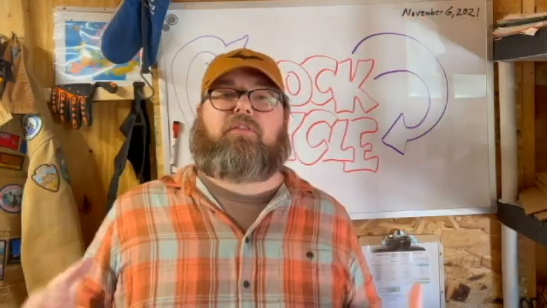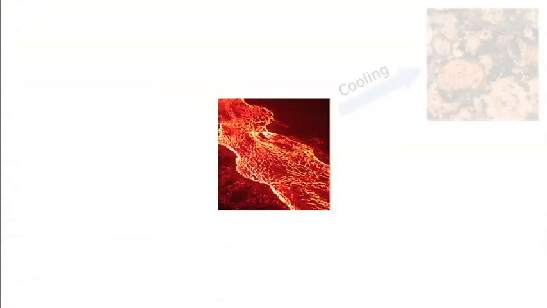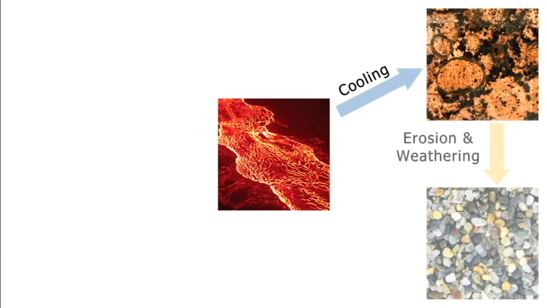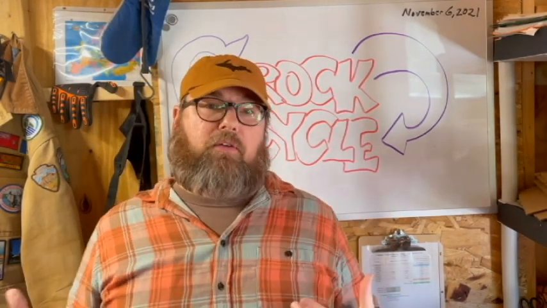So now our igneous rock is either already at the surface or has been exposed to the surface, and it starts weathering. Erosion takes place. Now, on the surface of the Earth, you basically have physical and chemical weathering. Physical weathering is the mechanical breakdown of the rock.